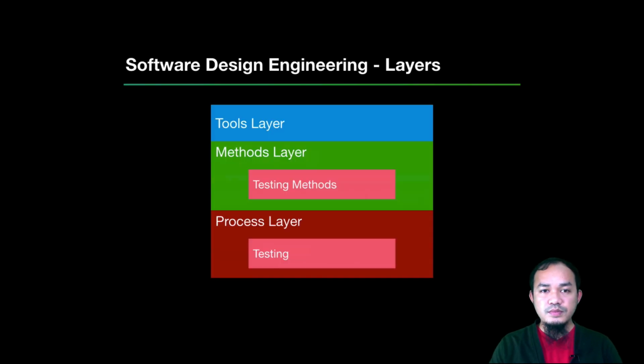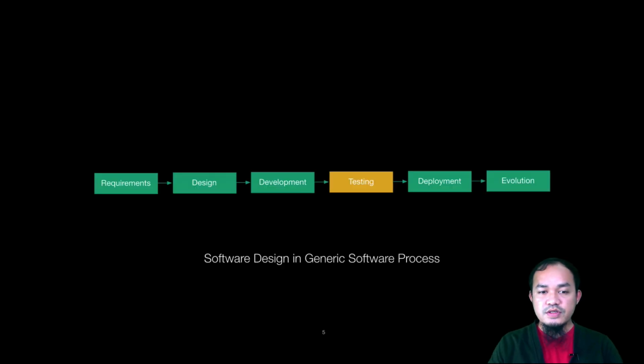Software testing, you look at the layers, we can see there is testing in a process. We have a software testing process, and then we have software testing method. In the software process, software testing is the fourth step, after we develop the software, we call it development, and then we have to test the software before we deploy to the real environment. Before we make our customer use the software, we have to test the software first.